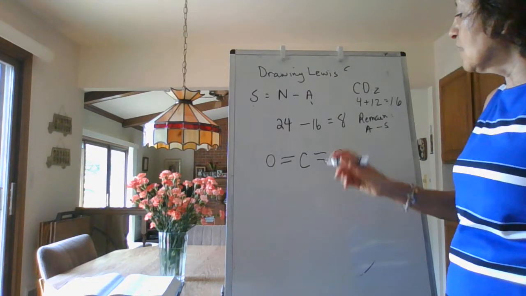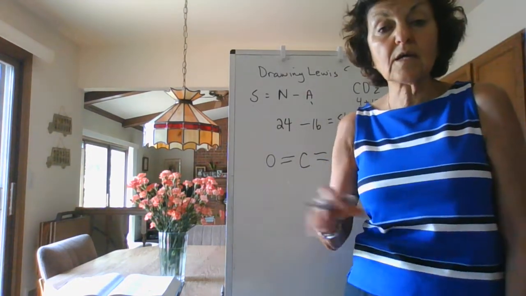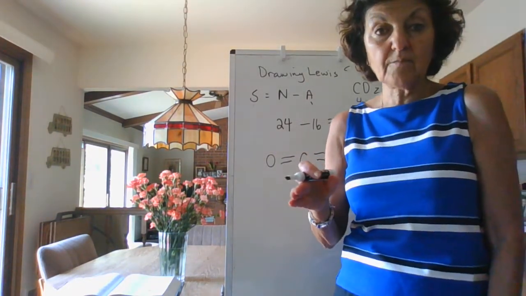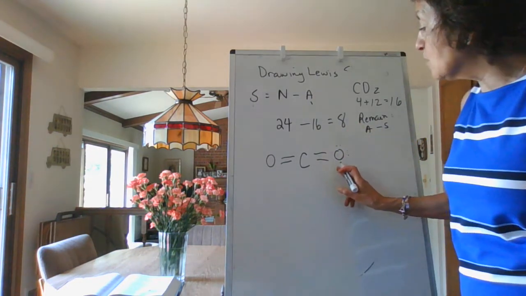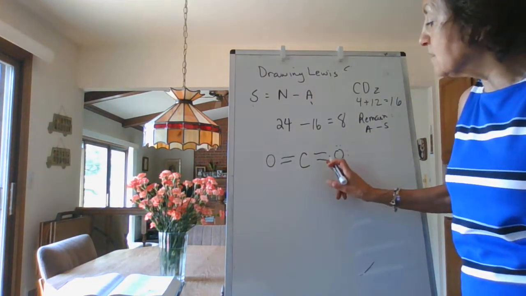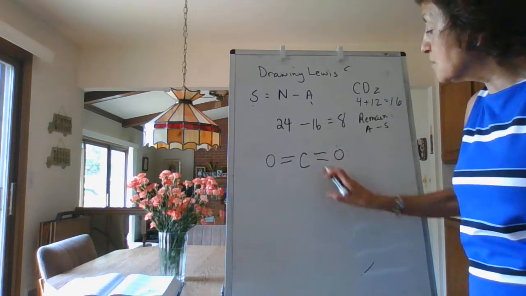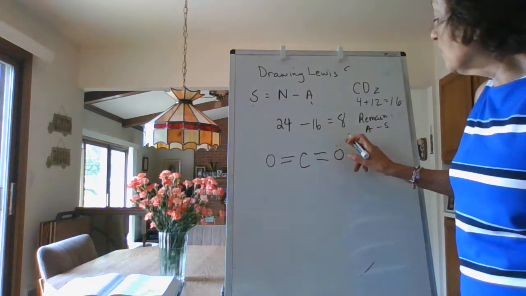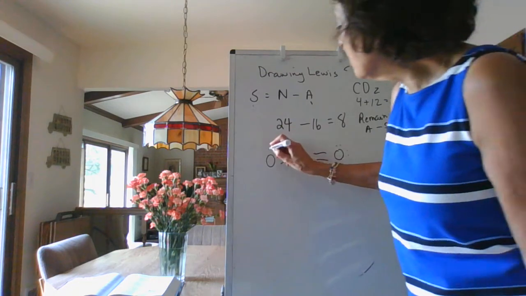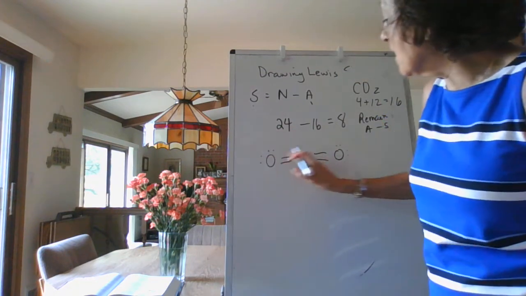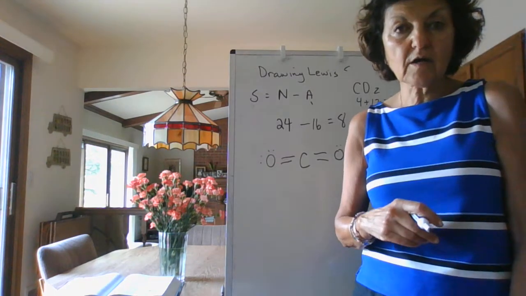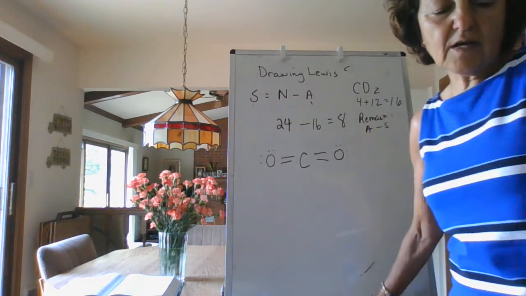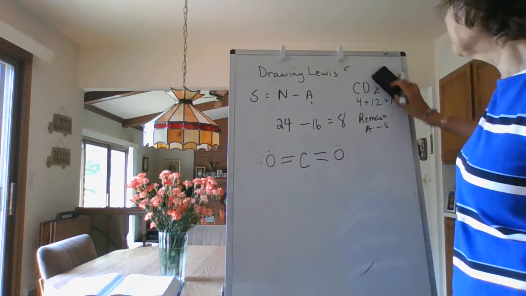Let's distribute the 8. Now they have to be distributed in pairs around the periphery. 1, 2, 3, 4. Why don't I put 5, 6 over here? Because this already has 8. 2, 4, 6, 8. This one's completely happy. So 1, 2, 3, 4, 5, 6, 7, 8. This has 8. This has 8. This has 8. Perfect Lewis structure for carbon dioxide. Okay, let's do another one.